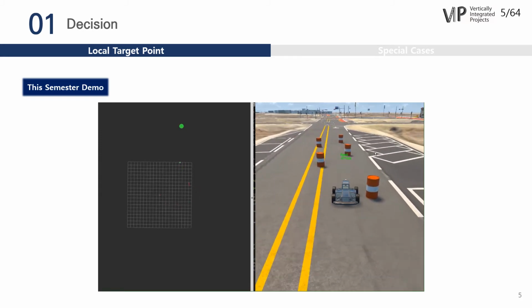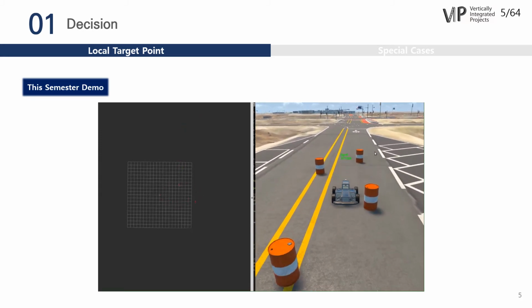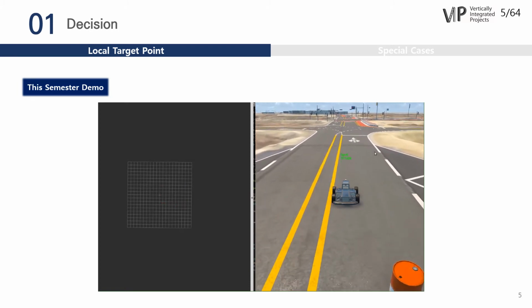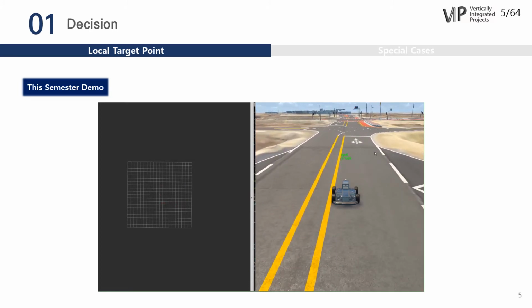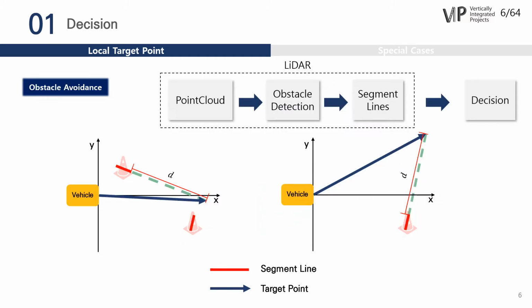The following is a demo video of avoidance driving performed with the algorithm implemented this semester. You can see how it avoids obstacles with minimal steering. Obstacle information is transmitted from LiDAR to segment line, extended line by a certain distance d, and selected points as a target point. If two or more obstacles are detected, the nearest obstacle is prioritized to avoid it.